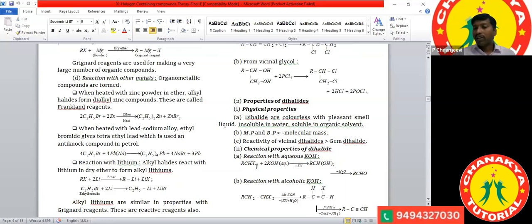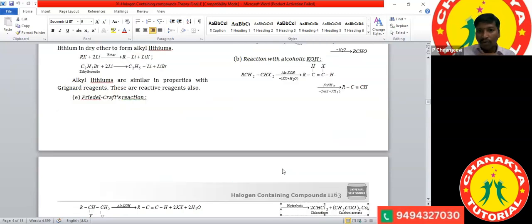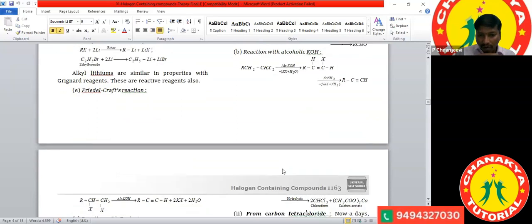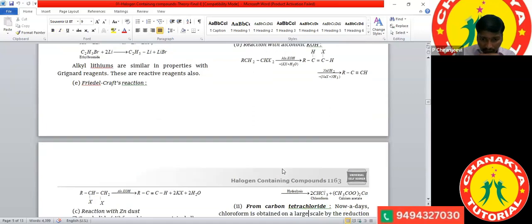Okay, so let us see. First, RCHX2 plus 2 moles of KOH they had given. Aqueous solution of the KOH means it undergoes the nucleophilic substitution reaction only. All of you, are you understanding or not? Otherwise, I will use Microsoft, an empty page, and I can explain to you if you have any doubts.